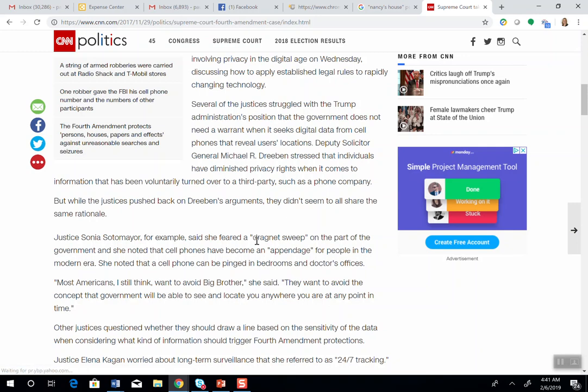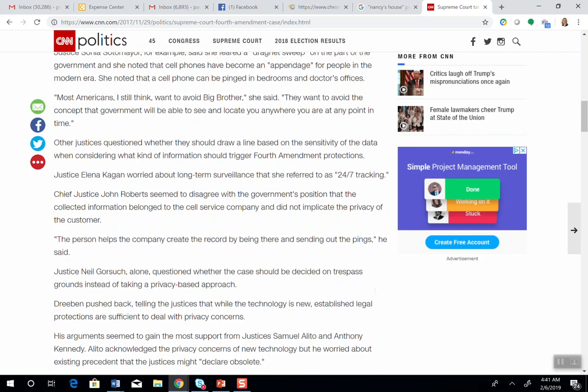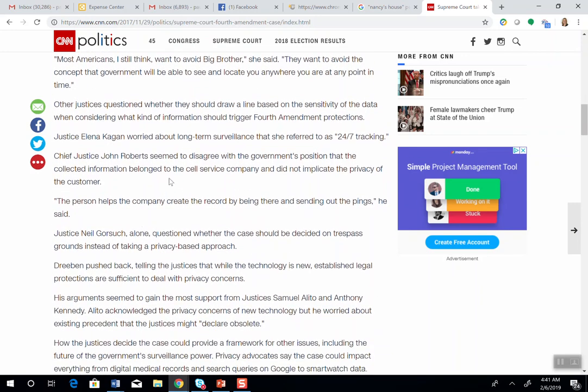So Carpenter is a landmark decision because we see the court now begin to shift to say, wait a minute, our cell phones, as Sonia Sotomayor says, are appendages. We have them with us all the time. Does the third-party doctrine still apply? So we could see that from Sonia Sotomayor. She is very liberal. And Justice Elena Kagan, again, very liberal, worried about long-term surveillance, 24/7 tracking. But the one that got me in November when this case was being heard is when I saw Chief Justice John Roberts' comment. And this summarizes it very nicely.